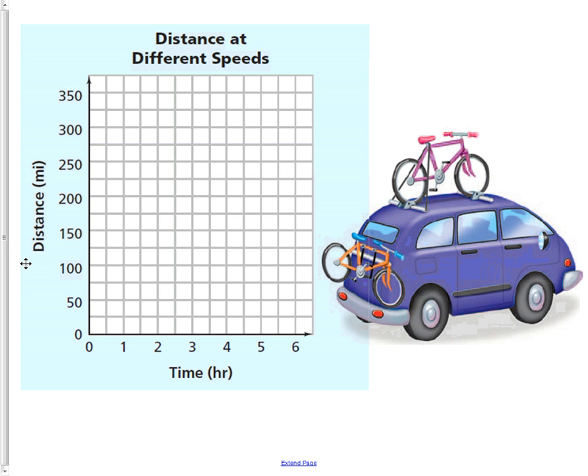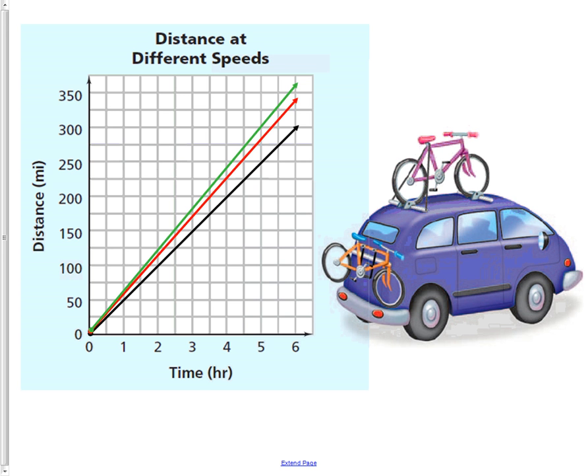Finally, distance at different speeds. What I want you to do is graph this information. It's going to eventually look like this. You have your 50 miles per hour right here, 55 miles per hour right here, and 60 miles per hour right here. They all end up rising faster because of the different speeds.